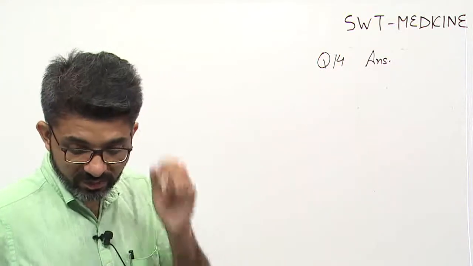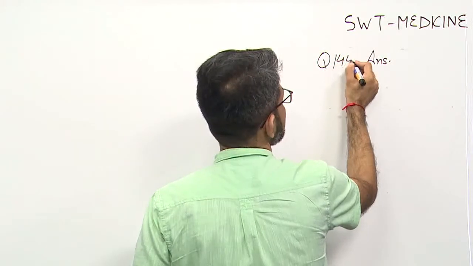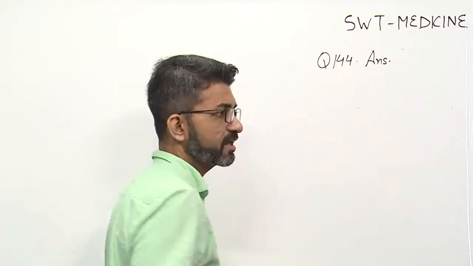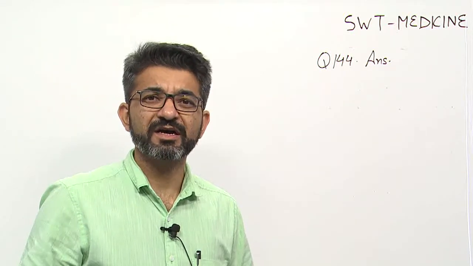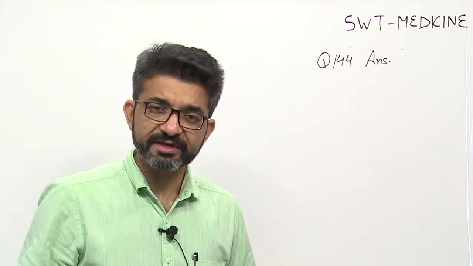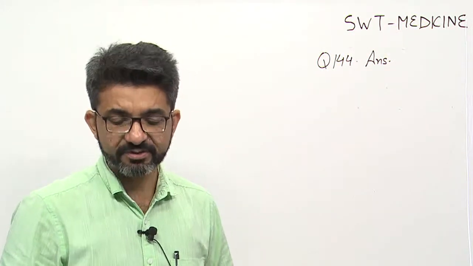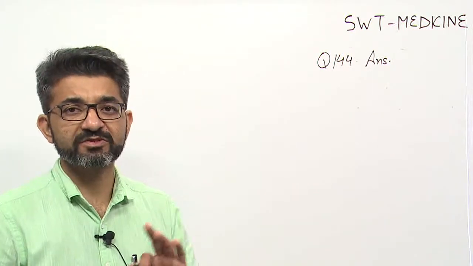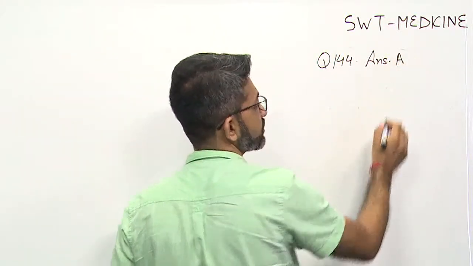Question number 144. This is regarding hypertrophic obstructive cardiomyopathy. The murmur is a harsh, loud, systolic murmur. So it radiates to neck, it radiates to back. So the answer is A, crescendo decrescendo systolic murmur, which is not a feature of HOCM. So answer is A.